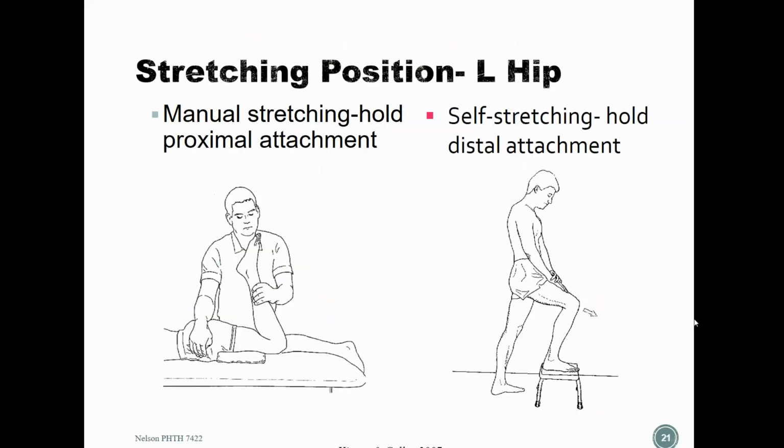Here's someone doing a manual stretch for the hip flexor versus a self stretch. And really the distinction your book makes, which may or may not hold true, is that in a manual stretch, I'm moving the distal segment and stabilizing proximally. When the patient does it, they stabilize distally and move proximally. So this is a left hip flexor stretch in both cases.